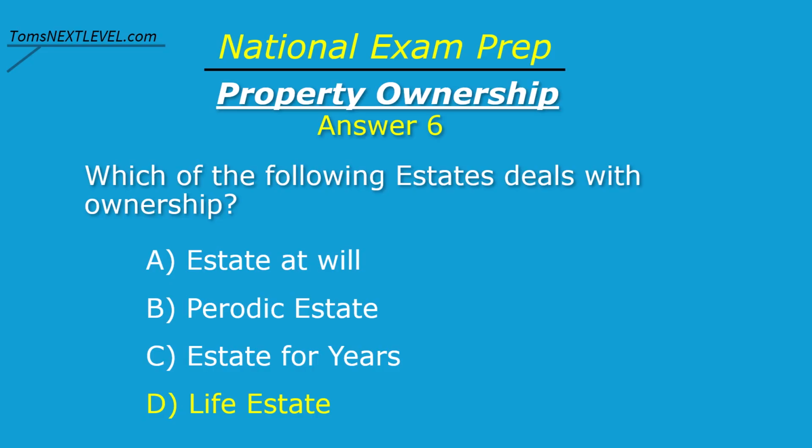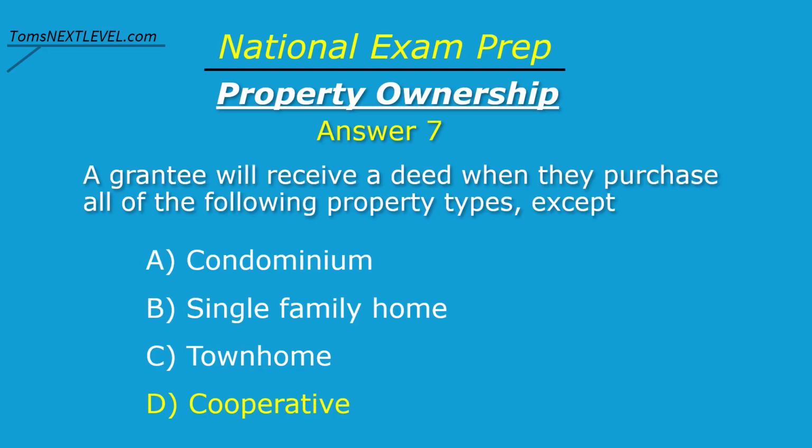Number 7, correct answer D, a cooperative. It's the only type of property that the grantee, who is the buyer, does not receive a deed. Remember what a buyer does get when they buy into a cooperative? They get shares of stock and a proprietary lease to use one of the units. Remember for your exam, cooperative, no deed.